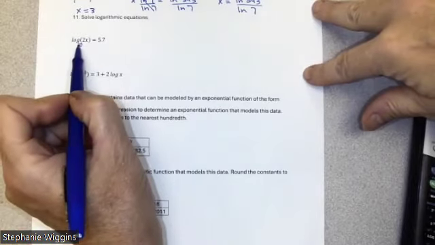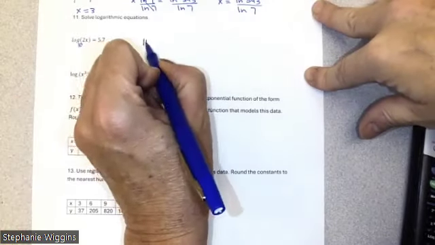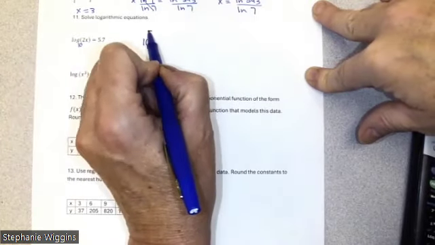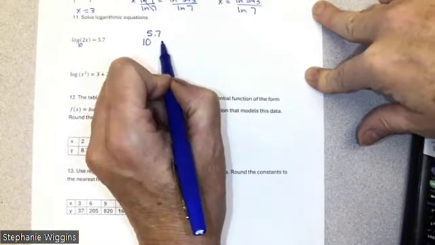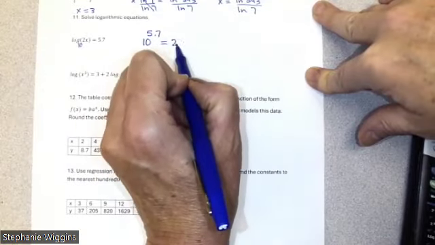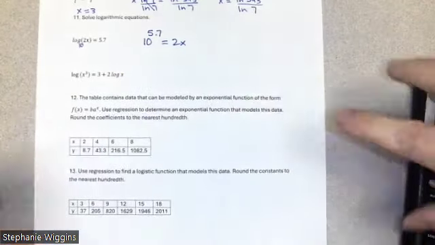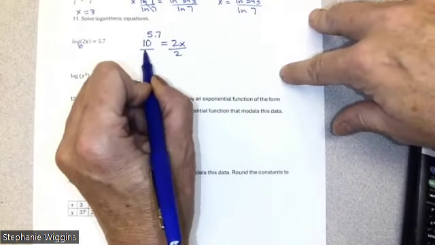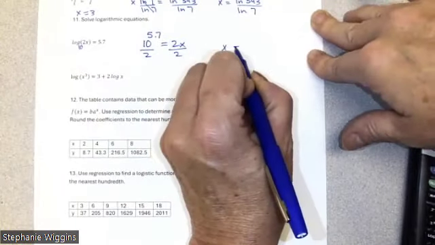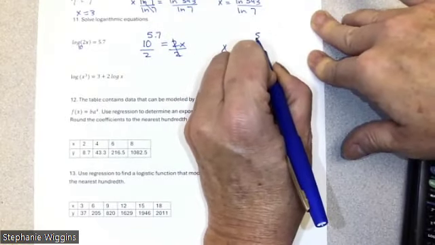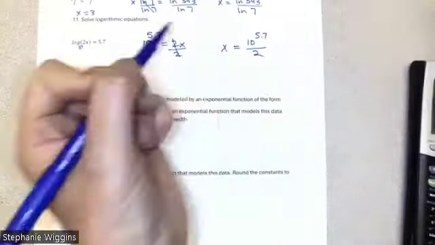So the base is on the bottom, so that's 10. The log is the exponent, so that's 5.7. And what's left is 2x. Now that you've written in exponential form, you can just divide both sides by 2. And so you get the x, which is equal to 10 to the power of 5.7 over 2.